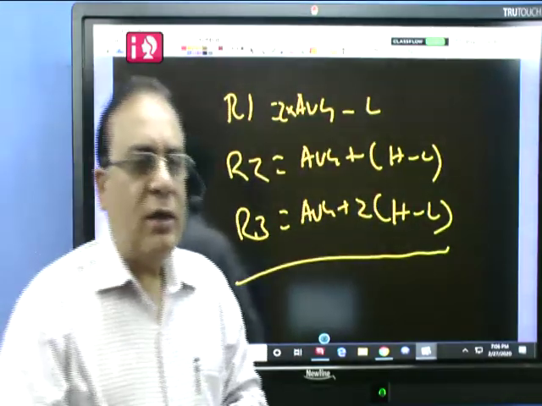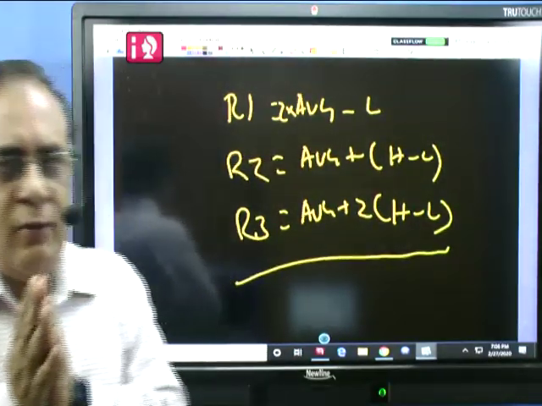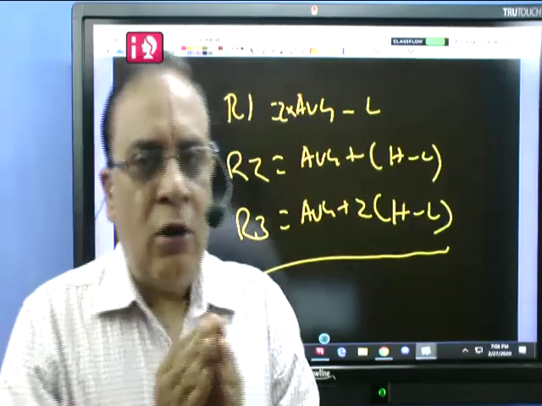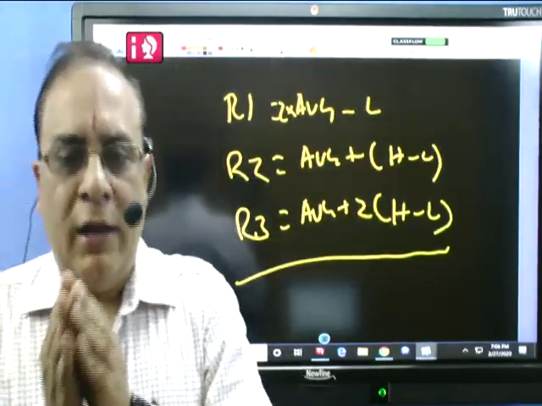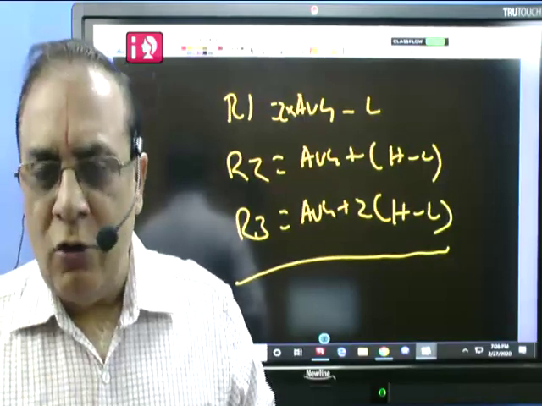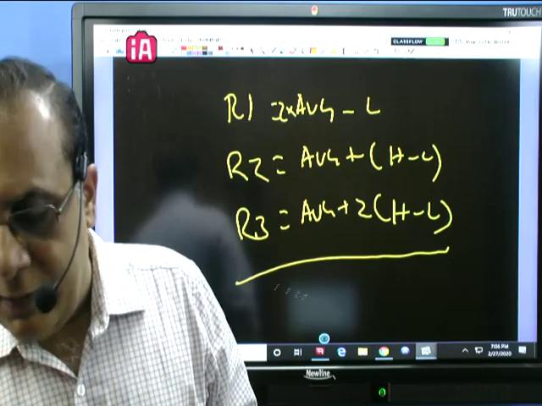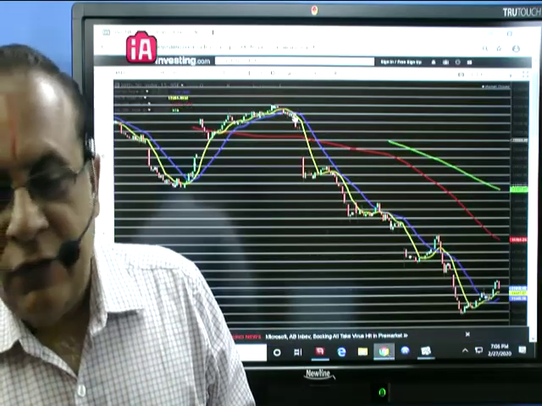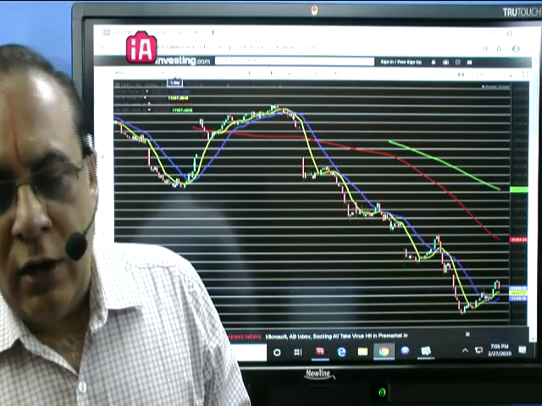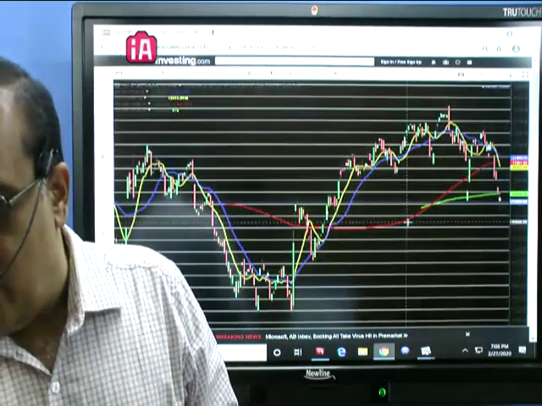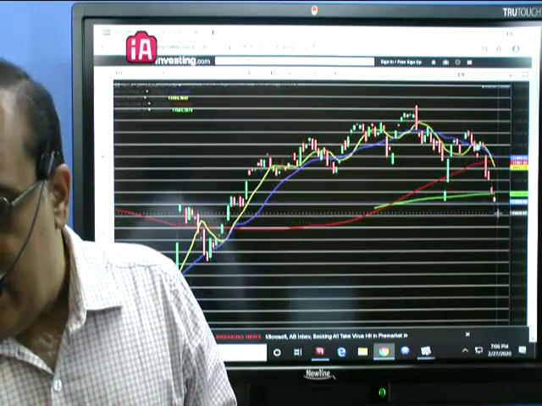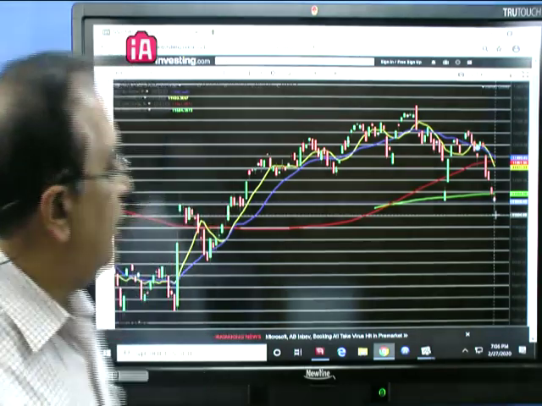Now let us look at that point. We will keep in mind, and we will work out a trading plan for tomorrow. Based on today's data, I'm only going with Nifty, not with Nifty futures, because for understanding purposes I'm doing it. This is investing.com, which we normally use for charting, which we have already told you a number of times.